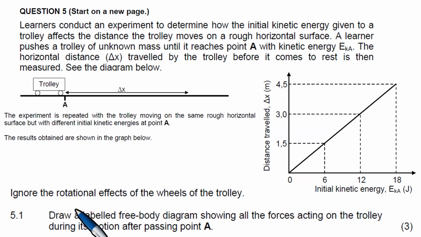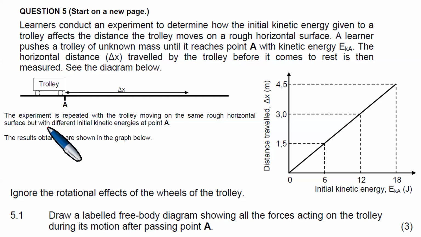Ignore the rotational effects of the wheels of the trolley. Okay, we understand that the wheels of the trolley are rotating, and that is why this particular trolley is able to move. But the examiner is saying, please ignore all that and pay specific attention to the kinds of things that they want us to answer.